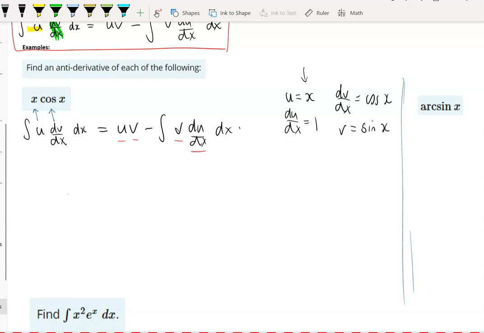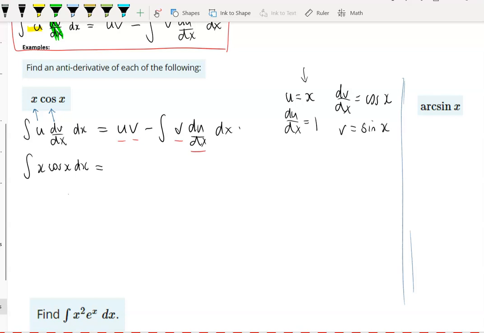So of the two, x and cos x, if I can identify one that will become simpler when I find its derivative, therefore, it'll become easier to integrate, as you can see over here. I've got to integrate v du/dx, so if it's simpler to do, then that's the one I choose. So let's keep going. So let's substitute in what we need.